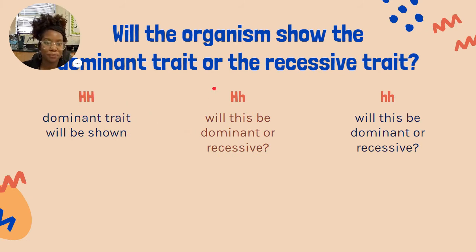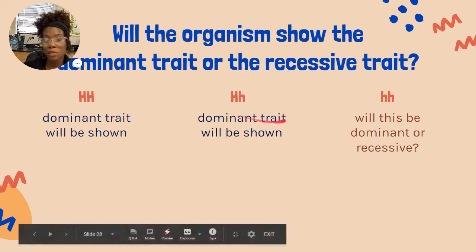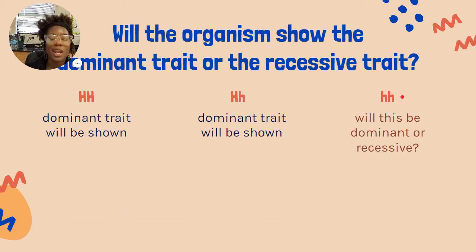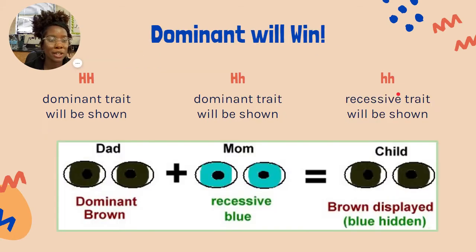How about here? From the mom, we got big H. From the dad, we got little h. Will this organism show the dominant trait or the recessive trait? Well, anytime there's a dominant present, dominant is going to be shown. How about here? From mom, we got little h. From dad, we got little h. Recessive. The recessive allele will be shown, or the recessive trait will be shown.